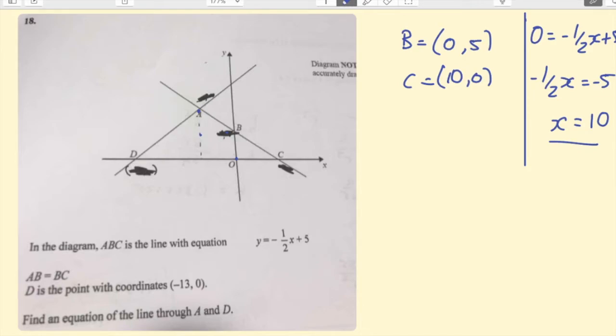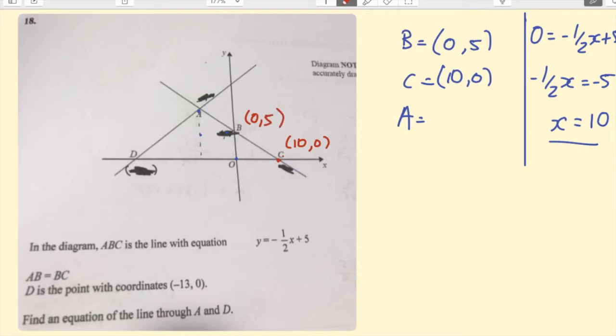And what this does is allows us to find point A. And why do we need point A? It's because once we have 2 points on any line, we can find the equation for that line. And we already have point D, so once we find point A, we can find an equation for AD. So we can use these 2 points to find A because they tell us that AB is the same as BC. So C is at 10, 0, and B is at 0, 5.